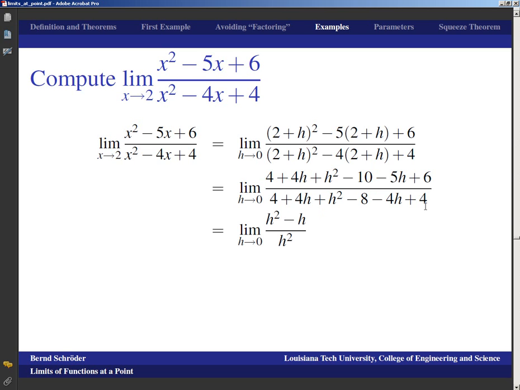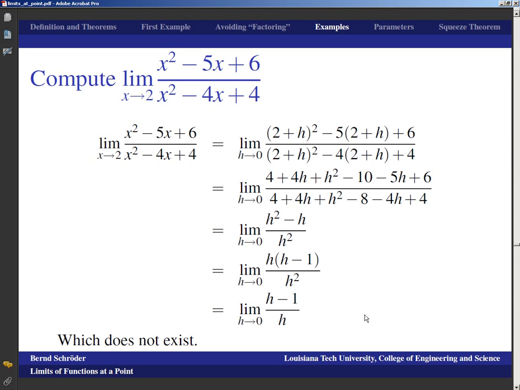4 minus 8 plus 4, the constants are gone. 4h minus 4h is gone. h squared is the only thing that survives in the denominator. We cancel as many h's as possible. We've got the numerator being h times h minus 1 divided by h squared, which means that this is actually the limit as h goes to 0 of h minus 1 divided by h.